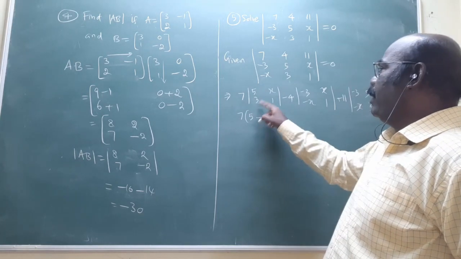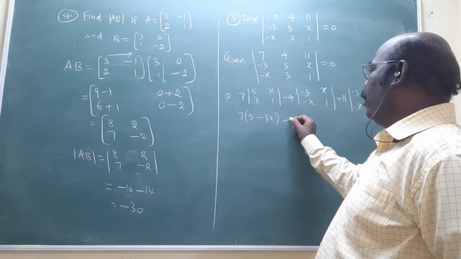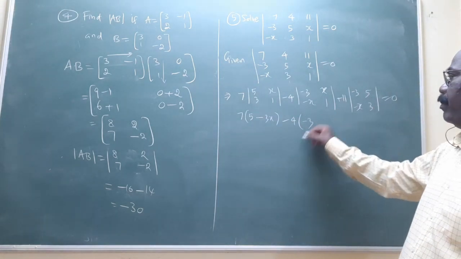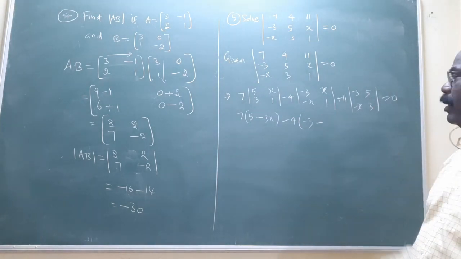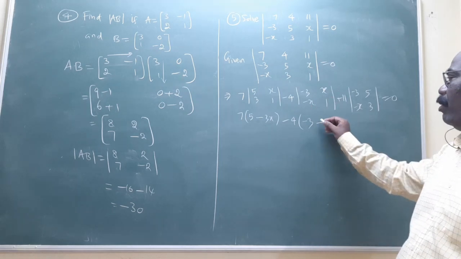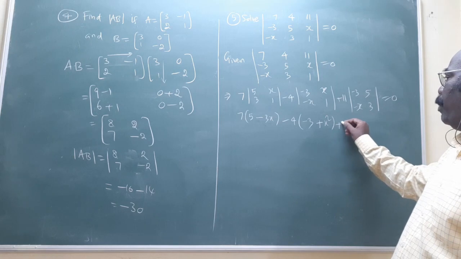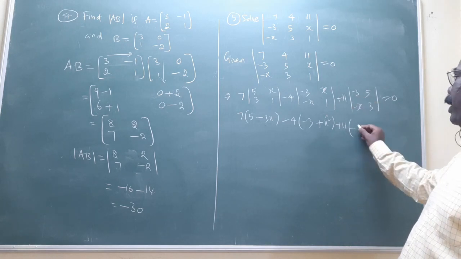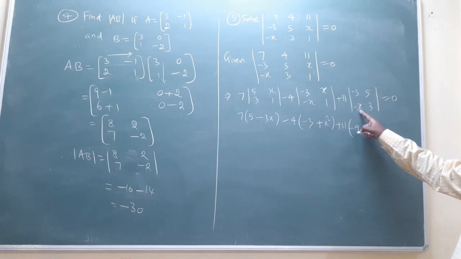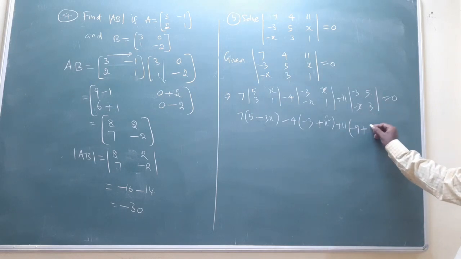Now 7 into cross multiply 5 and 7. Immediately minus 3 into x is minus 3x. Minus 4 into minus 3 into 1, minus 3. Formula again minus x into minus x, minus x square. Already minus, so plus x square. Plus 11 into multiply, minus 9. Formula again minus 5 into minus x, minus 5x. But already minus, so plus x.